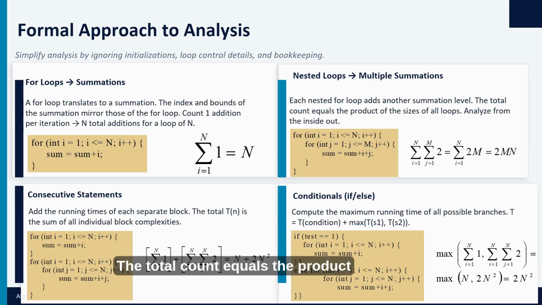The total count equals the product of the sizes of all loops. Always analyze from the innermost loop outward. For consecutive statements, simply add the running times of each block.